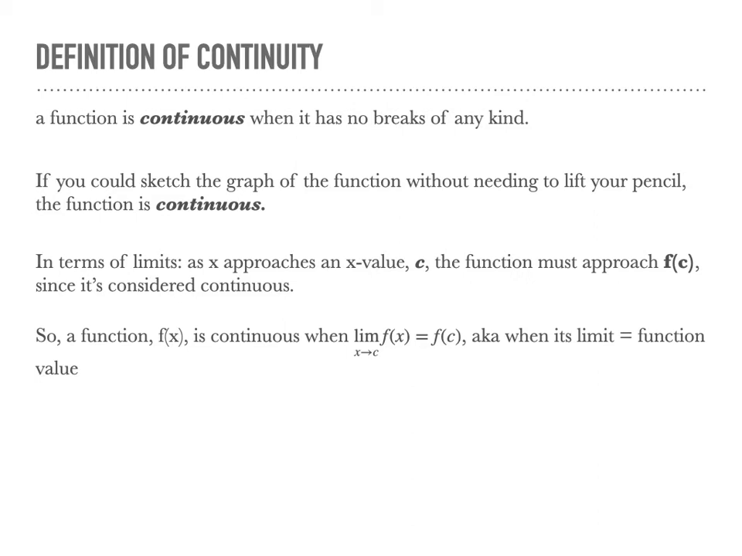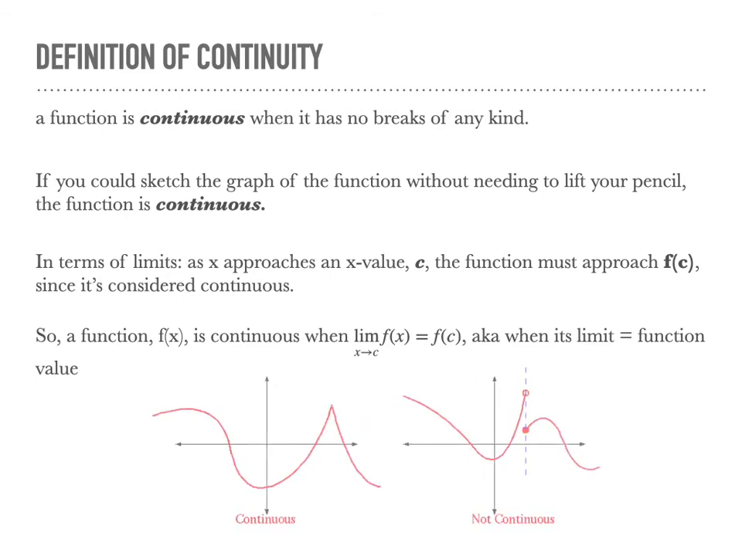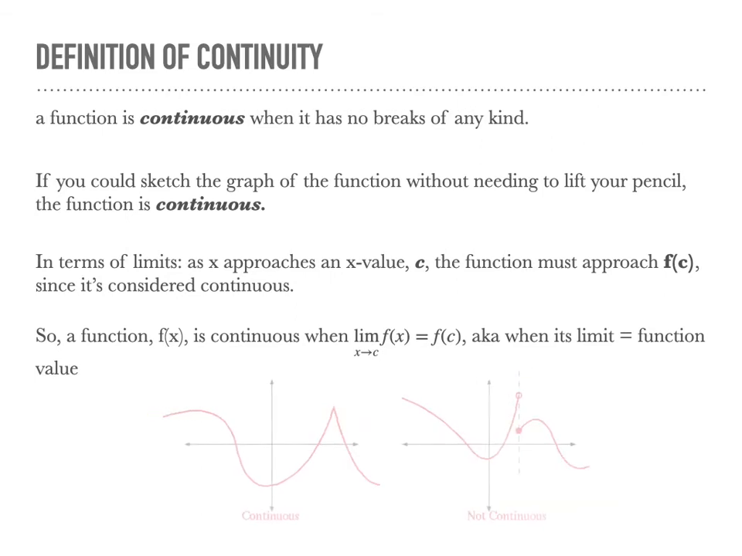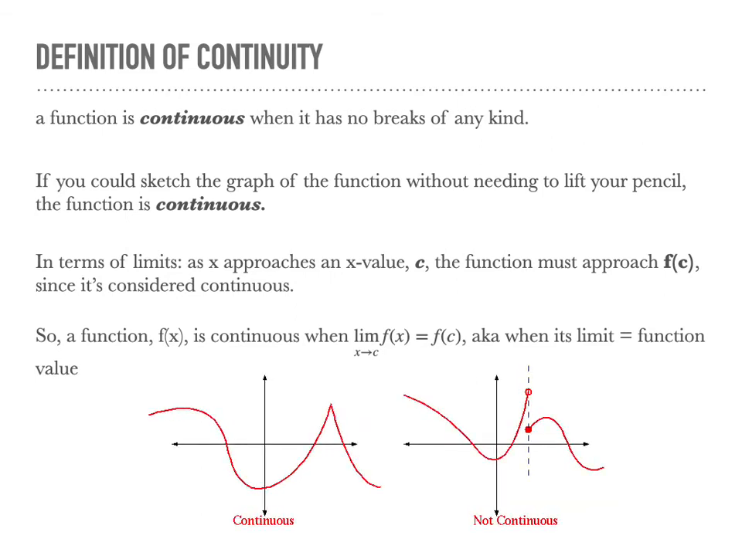We know from our previous limits video that this is not always the case, and when this is not the case, then we know that the function isn't continuous. The left graph is an example of a continuous function, and the right graph is an example of a non-continuous function.